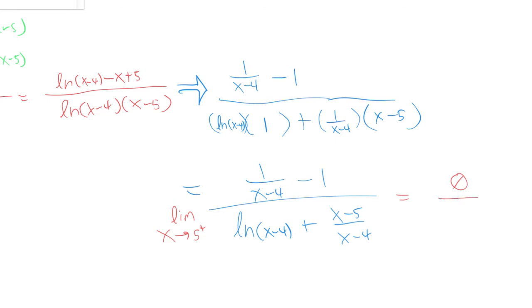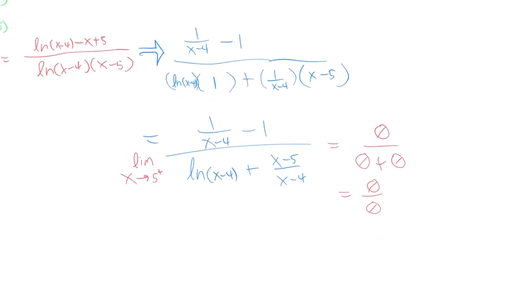So that would be all over 0 plus, let's see what's going on over here. We would have this getting closer and closer to 1, and this getting closer and closer to 0. So if this is 1, and this is 0, that would be 0 over 1. So that would just be 0. So we have another indeterminate form, only this time the indeterminate form is 0 over 0.